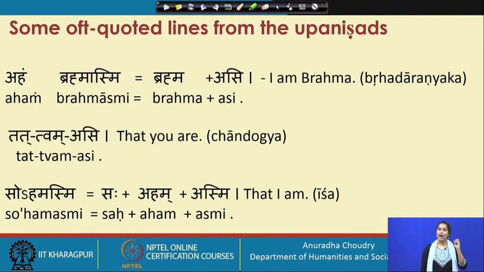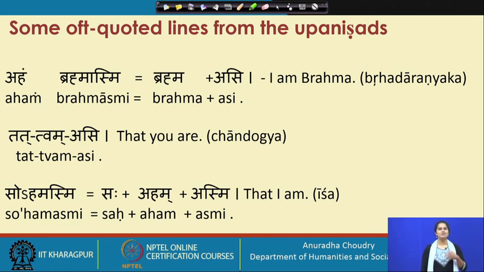Now, I thought we could apply what we have just studied in the context of the Upanishads, and we have these famous Mahavakyas, the great four sentences from the different Upanishads. The first one being aham brahmasmi. Aham Brahma plus asmi becomes aham Brahmasmi. This is from the Brihadaranyaka Upanishad and it means I am Brahman.